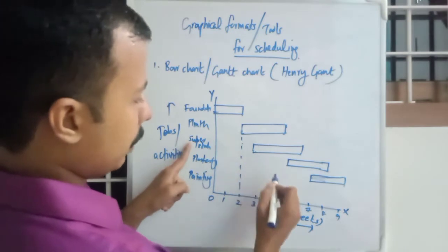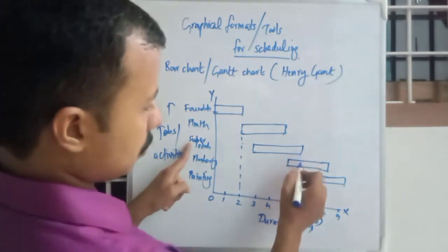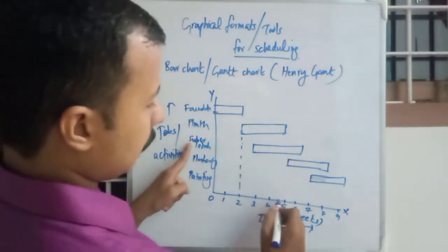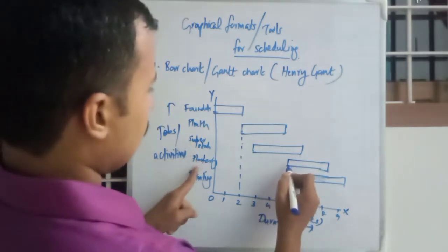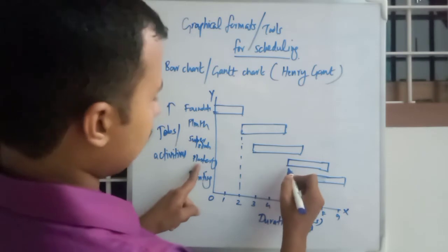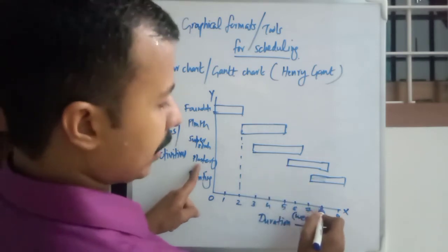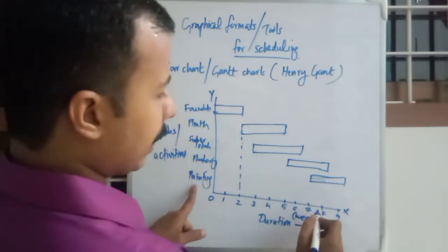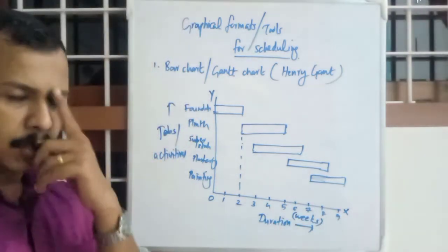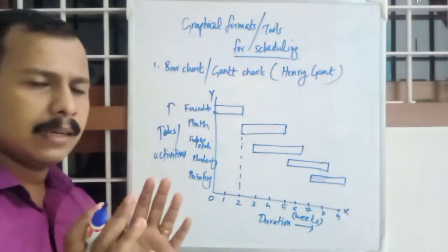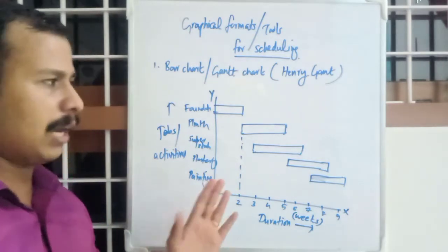After starting the work of plinth, you can start the work of superstructure. It will be around 3 to 6 weeks. And you can start plastering at the 5th week and continue till the 8th week, and painting from the 7th week to the 9th week. Okay, so what information do you get from a Gantt chart?